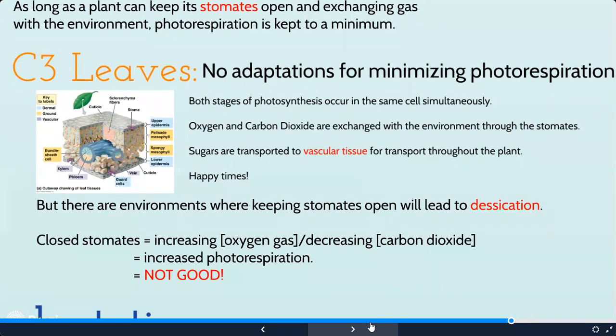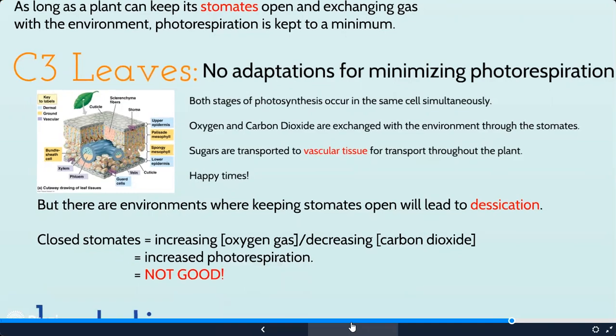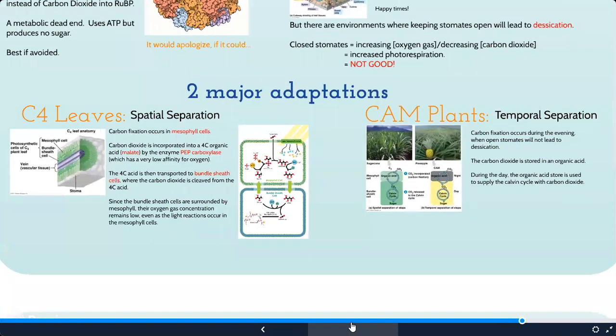But if you have a desert, the plant will dry out. It will desiccate is what that's called. It will dehydrate. So that's not good. So plants would prefer to keep their stomates closed, but with a closed stomate, that will eventually lead to a buildup of oxygen within the leaf and a reduction of carbon dioxide within the leaf, and that does not help the plant make sugar. So other plants have evolved adaptations around that.